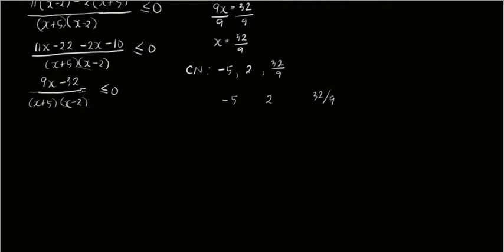So, we have negative 5, 2, and 32 over 9. Ngayon, since okay lang na maging 32 over 9 yung solution, kasi pag 32 over 9, let's substitute it here, 0 to, hindi magiging 0 yung denominator. So, 0 is less than or equal to 0. So, okay lang yan. So, we'll have a straight line here. And then x plus 5, negative 5 hindi pwede kahit anong mangyari kasi magiging 0 yung denominator. So, gawin natin broken line lang. And then for 2, since hindi rin pwede si 2, broken line.